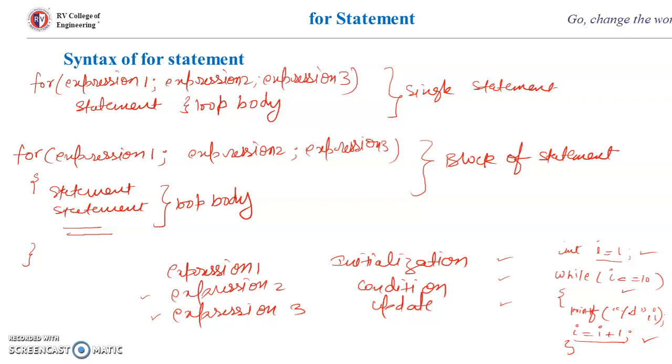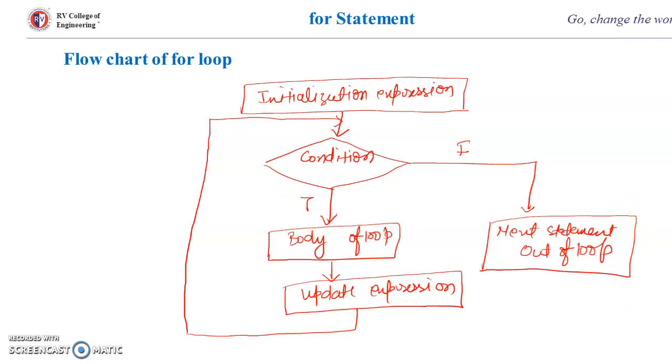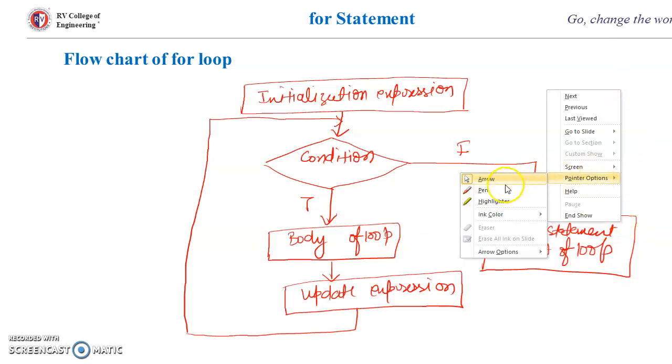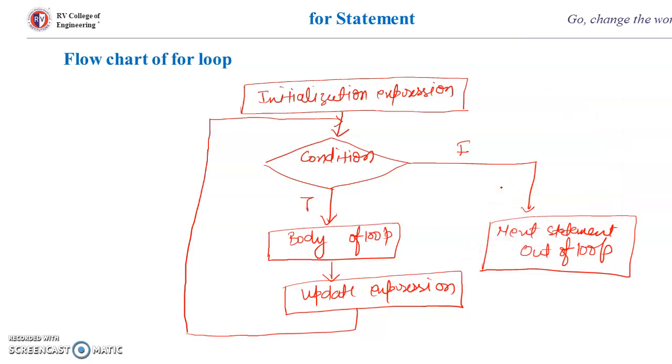Now we'll see the flow chart of the for statement. Here we have the initialization expression, that is my expression 1, and the value is initialized only once, and then the condition is checked. If the condition is true, the body of the loop will be executed, and then we update the value of the variable which we initialized in the beginning. After updating, again we come and check the condition. If the condition is true, the body of the loop is executed, we update the expression, and again we come back to the condition. Condition is true, body of the loop is executed, update the expression.